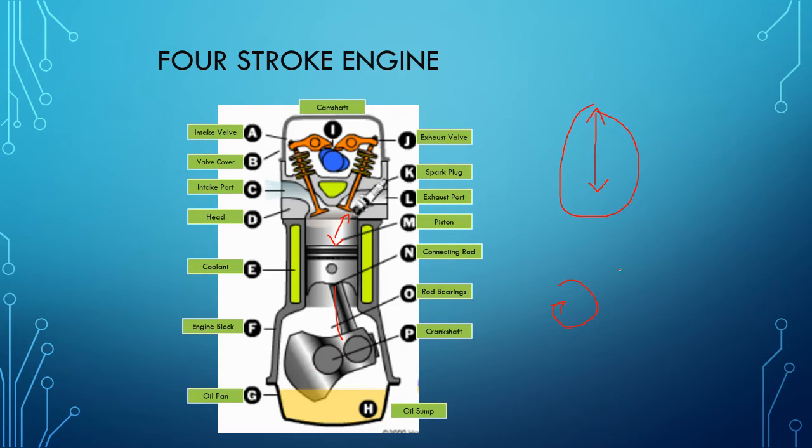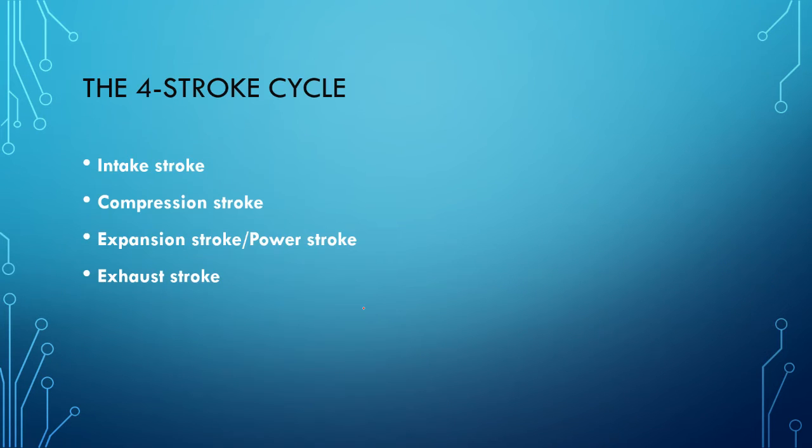With these things we are able to convert linear motion into circular motion. So with this, we are able to move, to commute. Now, four stroke. Why is it called four stroke? Because it has four strokes. What are the four strokes?